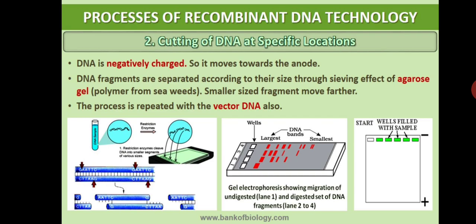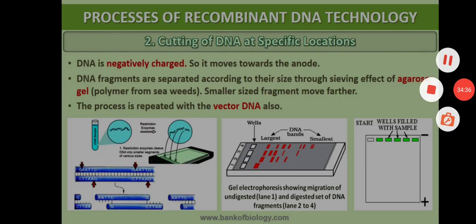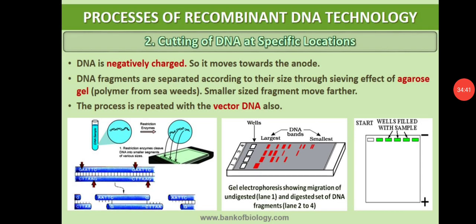and positively charged molecules always move in the opposite direction, towards the cathode. Understood? This principle is involved in the separation of DNA fragments in the gel electrophoresis technique. Just observe here, the first point is that DNA is negatively charged, so it moves towards the anode. What I told you here: negatively charged molecules move towards the anode and positively charged molecules move towards the cathode.